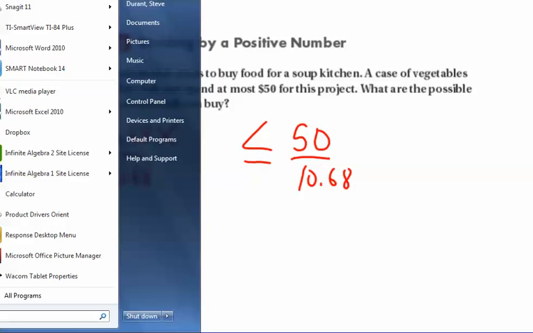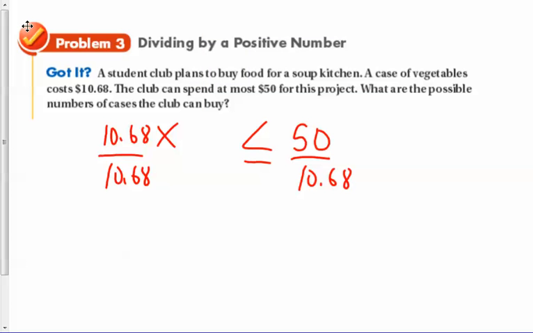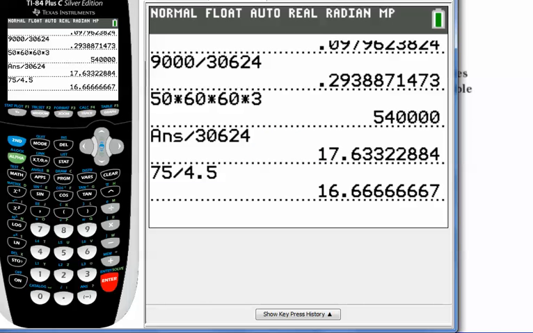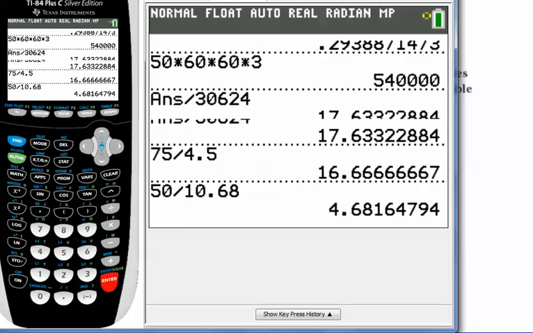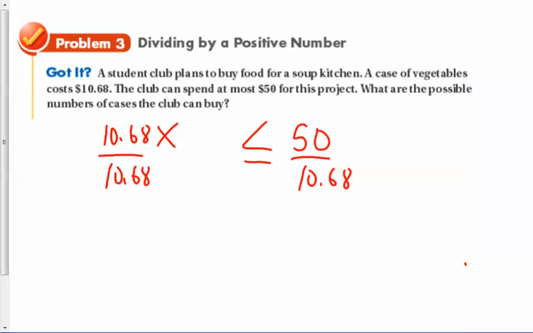I grab my calculator and let's see what we get. I do 50 divided by $10.68, and it comes up to be 4.6. So my answer is x has to be less than or equal to 4.6. So I can't have 5. I have to have 4, because I can't buy 0.6 of a case. So I have to buy 4 or fewer cases. Okay.